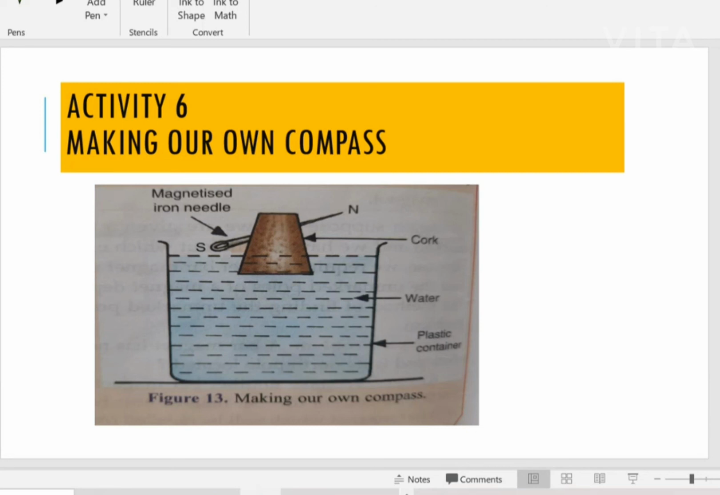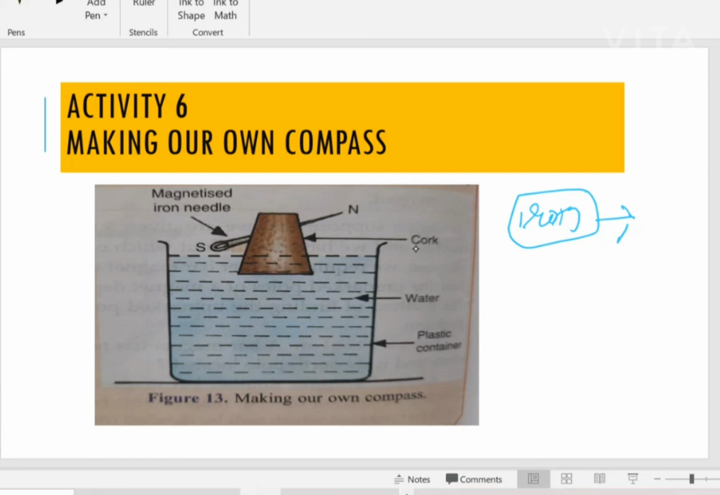For this, you need a cork or plastic cup, whatever. You're just inserting a magnetized iron needle. What is the meaning of magnetized? If the iron needle is not behaving like a magnet, first you have to take an iron needle. You have to follow the steps for changing this non-magnetic substance into a magnet so that it will be behaving like a magnet. Then just insert this needle through the cork.